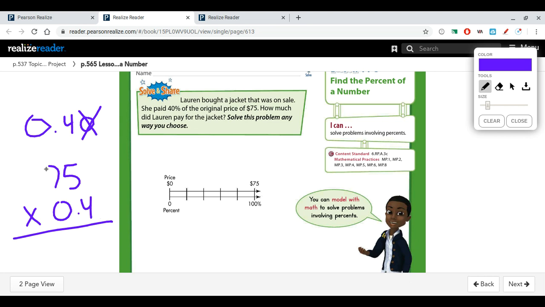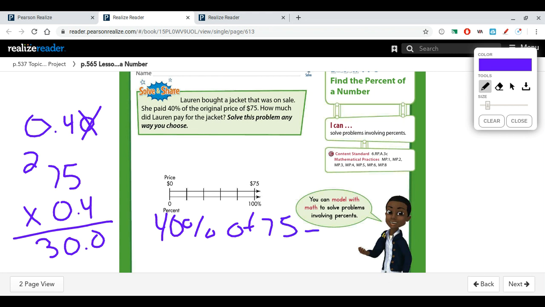But if I don't, I'm going to go through the multiplication algorithm anyways to get that practice in. So 5 times 4 is going to be 20. So I'm going to put down the 0, the 2. Then I'm going to multiply 4 times 7, which is going to be 28 plus 2, is going to be 30. And so my answer right now is 300, but I have this one value behind the decimal. So my answer is going to be 30. So 40% of 75 is going to be equal to $30.